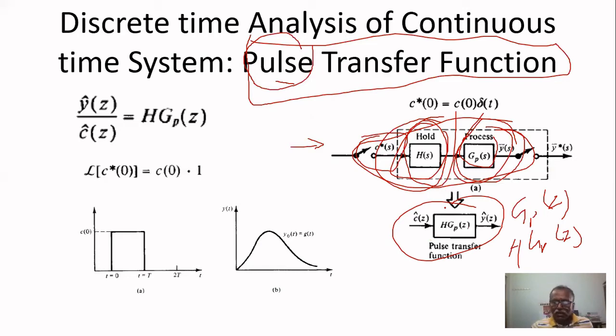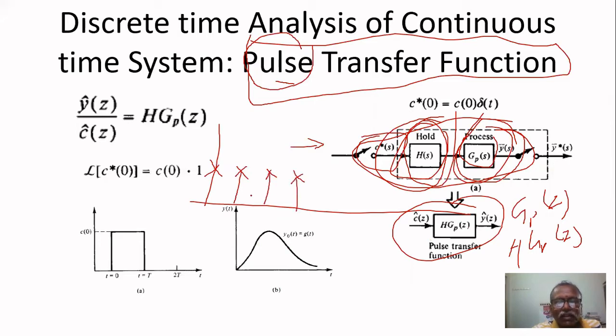Now a step input I am giving. Let us assume that I am giving a step input. How will I give the step input? At E0 I will give 1, at E1 I will give 1, at E2 I will give 1, at E3 I will give 1. Like that I will give continuous pulses.